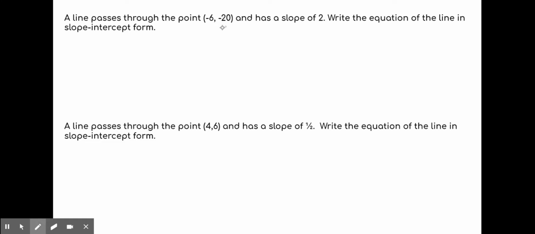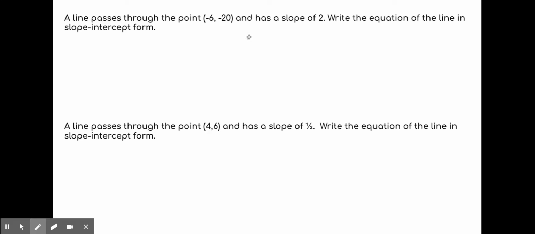Now, let's say I have the point -6, -20, and it has a slope of 2. So think about where -6, -20 is, and using a slope of 2, how long might it take me to find the y-intercept? Well, our graphs that we use don't often go to -20, right? They're not that big. So graphing here would not be very efficient.